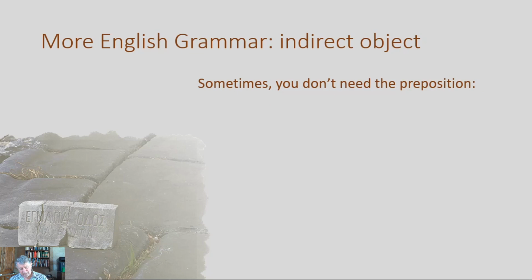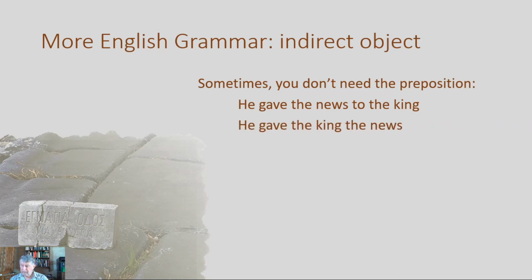We've said I'm throwing the ball to the dog, but there are some sentences where you don't need that preposition to. Think of this sentence. He gave the news to the king, just like the previous sentence. He is the subject, the news is the object, and so the king is the indirect object. It's not the thing he gave. What he gave is the news, but he gave it to the king. But obviously you turn those words around and you can have he gave the king the news. So is the king the direct object or not?